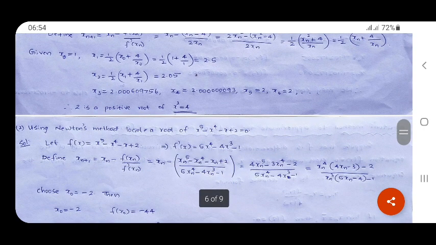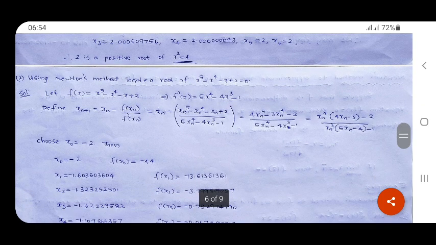Now another example, using Newton's method, locate a root of x raised to 5 minus x raised to 4 minus x plus 2 equal to 0. So let us choose f of x is equal to x raised to 5 minus x raised to 4 minus x plus 2. F dash of x is 5x raised to 4 minus 4x cube minus 1. So define xn plus 1 is xn minus f of xn divided by f dash of xn. And we will get it as xn raised to 4 into 4xn minus 3 minus 2 divided by xn cube into 5xn minus 4 minus 1.